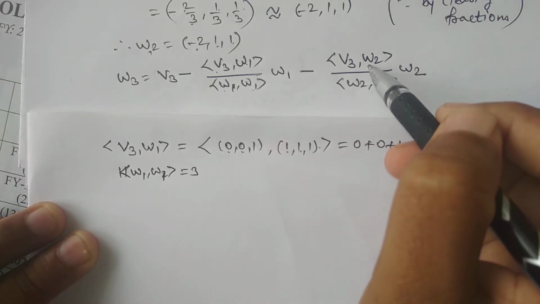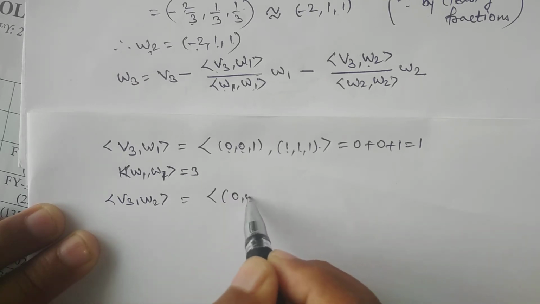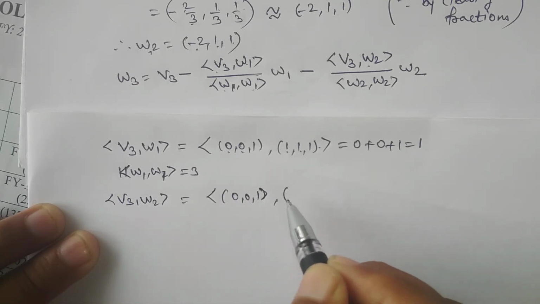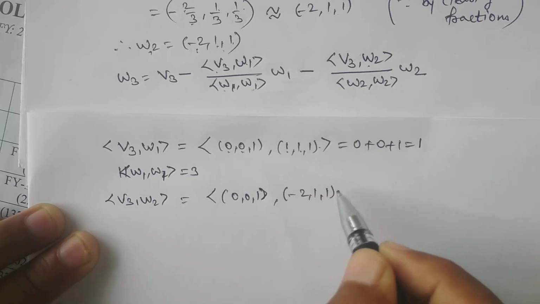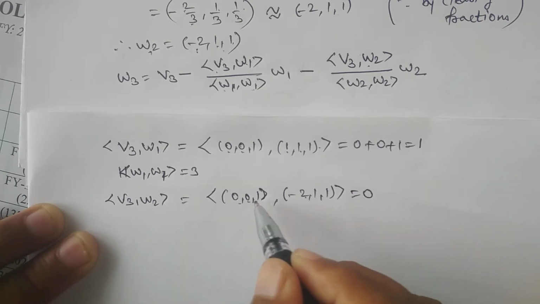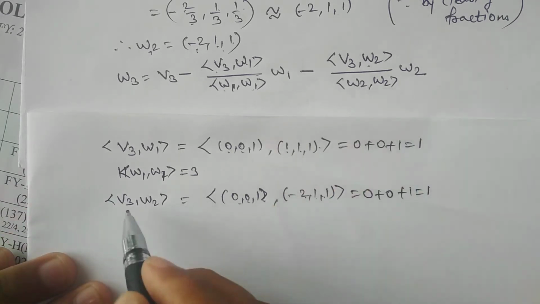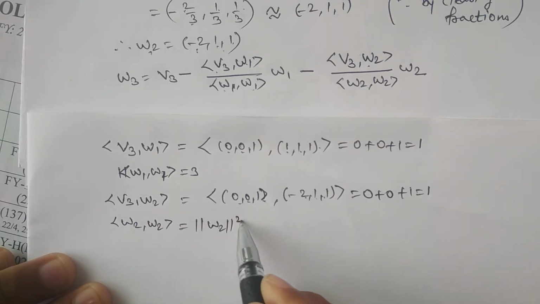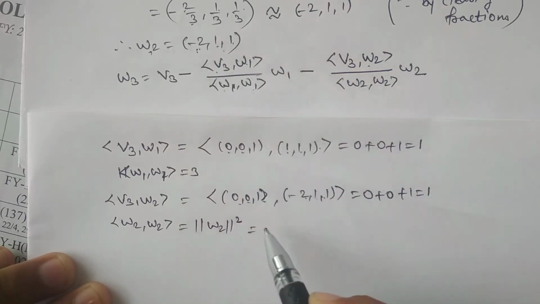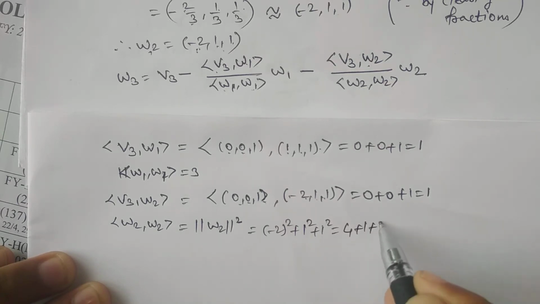Then we have to calculate the inner product of V3 with W2. So V3 is (0, 0, 1) and W2 we calculated as (-2, 1, 1). So you get 0 into -2 is 0, plus 0 into 1 is 0, and 1 into 1 is 1, so it is 1. And the inner product of W2 with W2 is norm of W2 squared. So this is equal to (-2) squared plus 1 squared plus 1 squared, it is 4 plus 1 plus 1, it is 6.